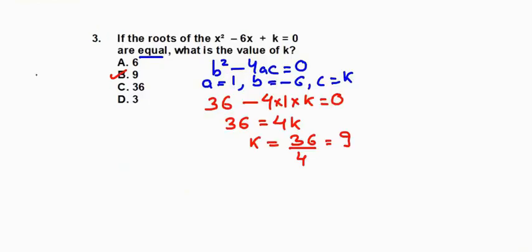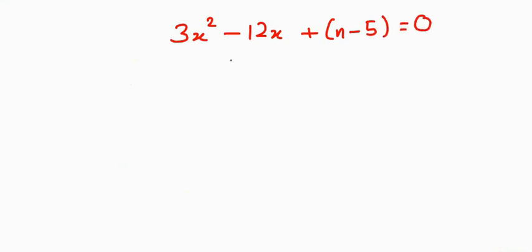Before the next question, let's try a little more complicated question for these equal roots. Say we have an equation 3x square minus 12x plus n minus 5 equals 0, and they have equal roots. So you have to find n.